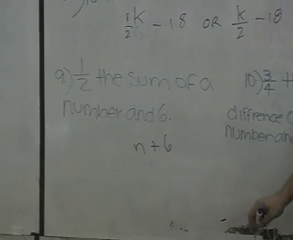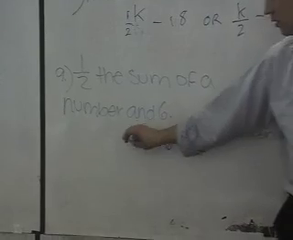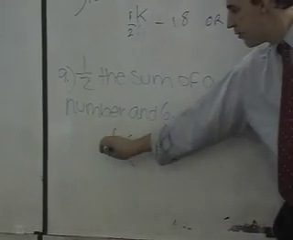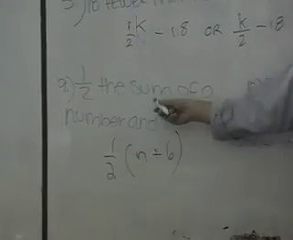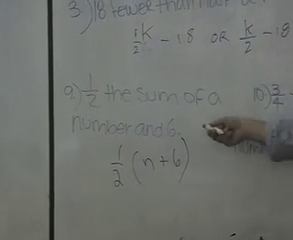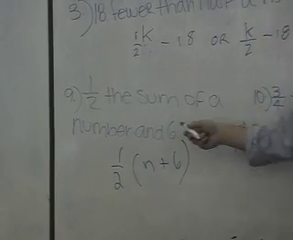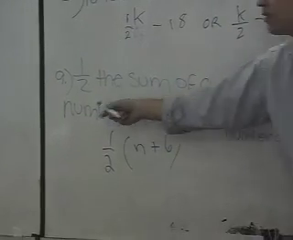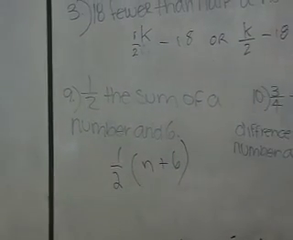And then you're going to put that in parentheses and put 1/2 in front of it. Fantastic, that's right. Because the only way you can do 1/2 of all of this is to put this in parentheses. This is saying 1/2 the sum of a number and 6. A number and 6 is in parentheses together, okay?